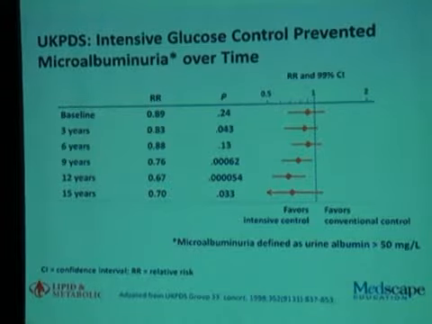So the earlier you do strict control when you can, because when the patient starts to develop comorbidities and goes through diabetic complications, you will not be able to do strict control. So the message here is that you have to do strict control early on to prevent the complications, diabetic nephropathy and other microvascular complications.